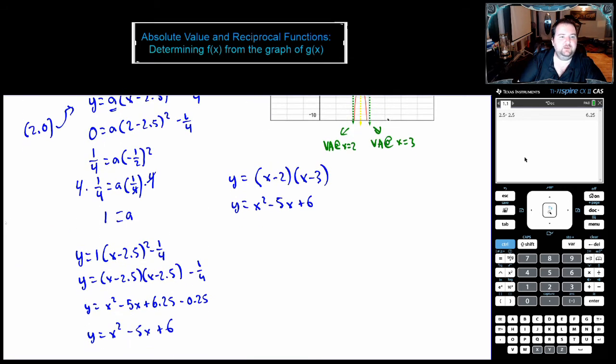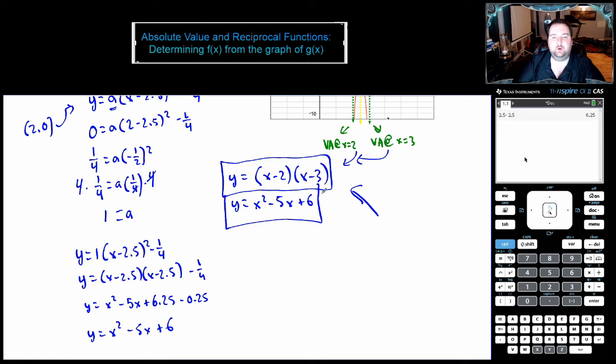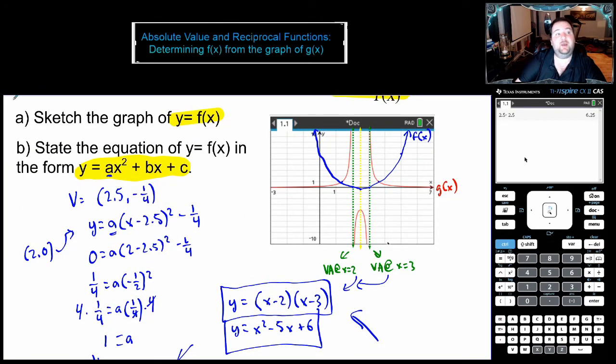So hopefully you see, this was a shortcut, right? As soon as I realized that a was 1, then I could just use these to solve for the equation by putting it in factored form. This is factored form, and then factor it out, and it's going to give me standard form. If you're not comfortable with that, of course, you could go back here, right? And just plug in your a value and start solving. Expand it out fully and you will get the exact same answer. So whichever method you prefer is fine by me.